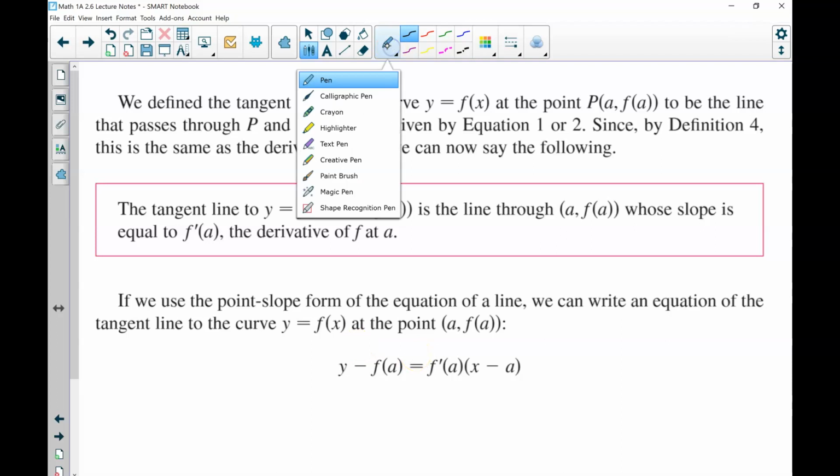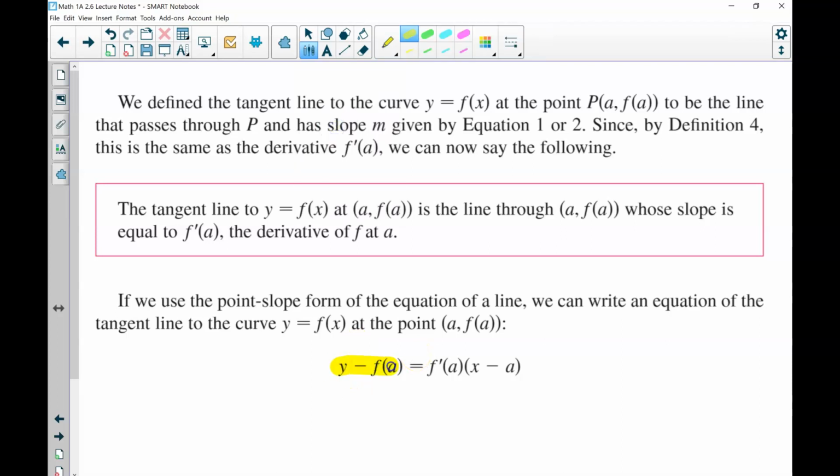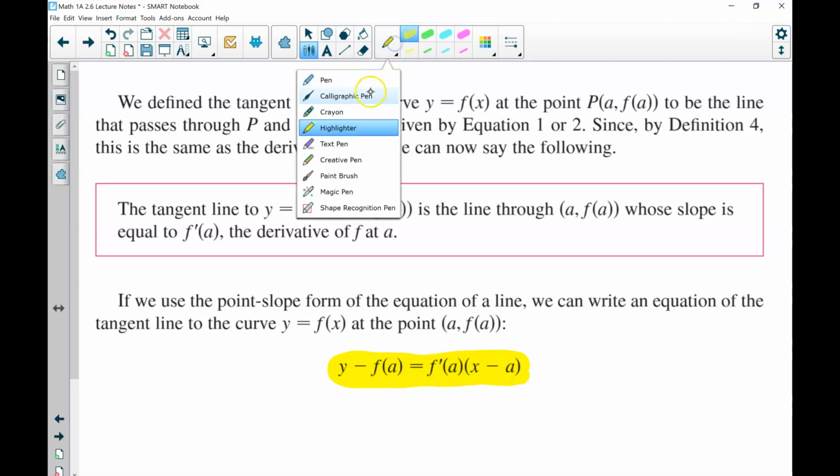And then if we want to use the point slope form of the equation of a line, we can write an equation of the tangent line to the curve as follows. So this might be something that's really important you want to make note of. This is the point slope form. So you would have y minus the function at a is equal to the derivative of a times x minus a.